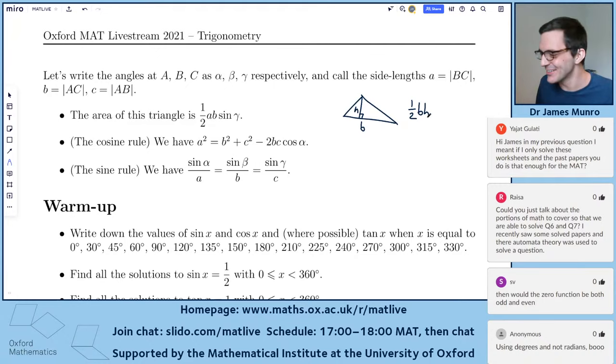You don't always have to use the biggest formula you know. Sometimes it's okay to use simpler formulas in simpler cases.